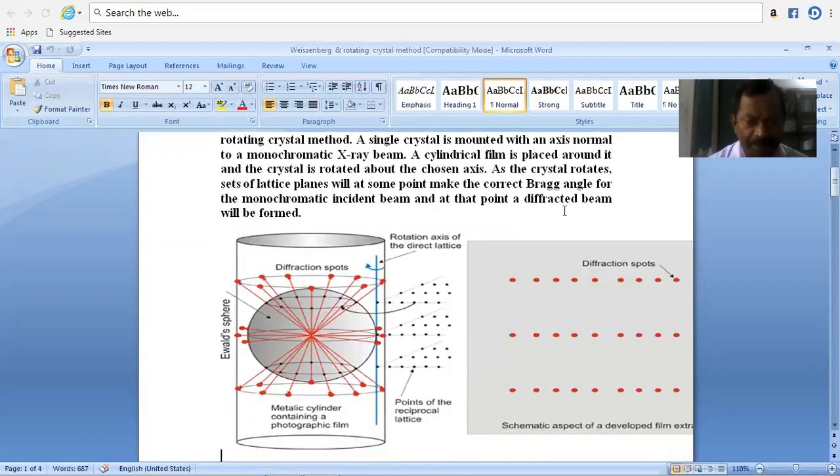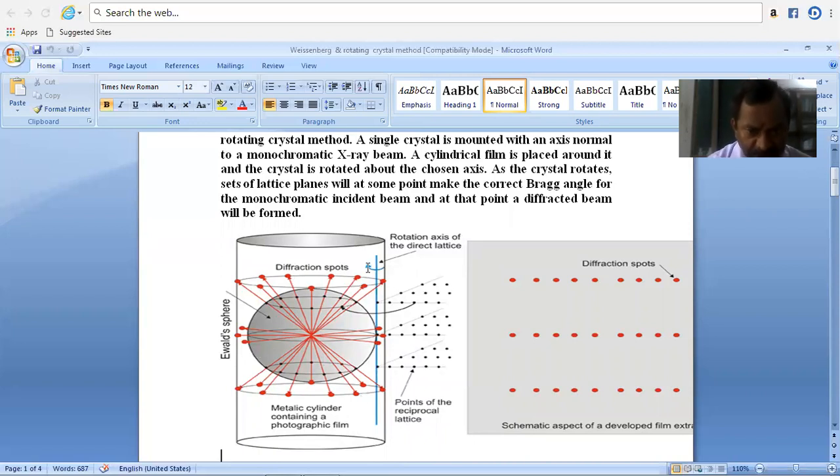So this is the rotating crystal system I have shown here in a diagram. The whole thing is an oval sphere. Inside here we will place the crystal, and then X-rays from this side fall on the crystal. The diffraction spots are here, above and below. You can see this is a metallic cylinder containing a photographic film. Inside that we will mount or insert a film.